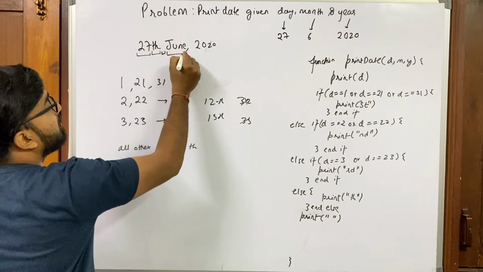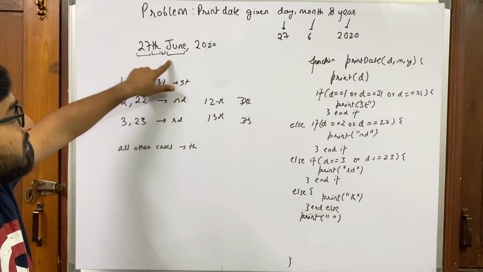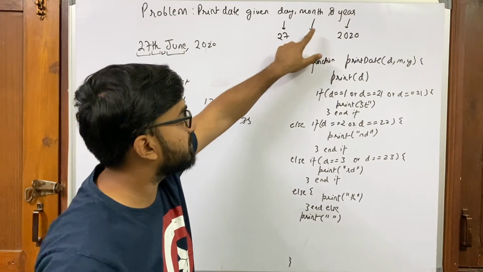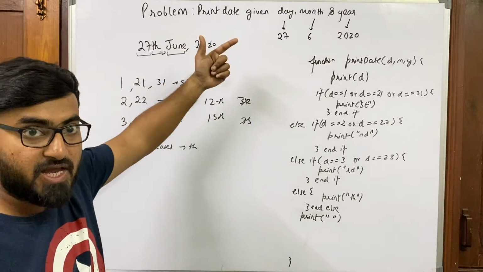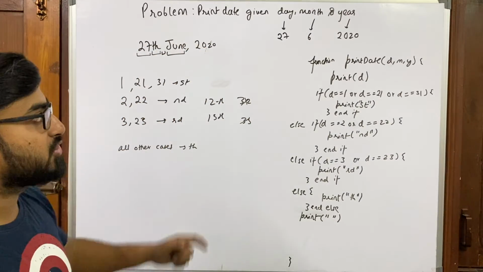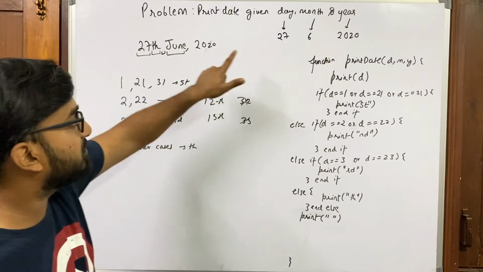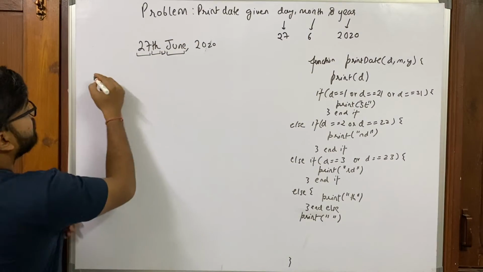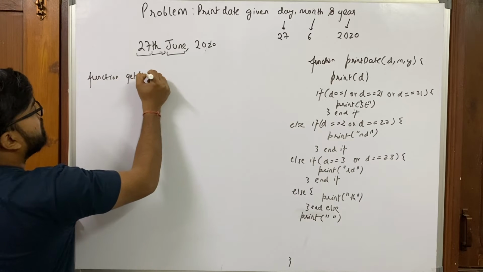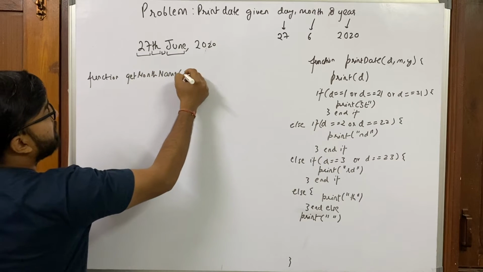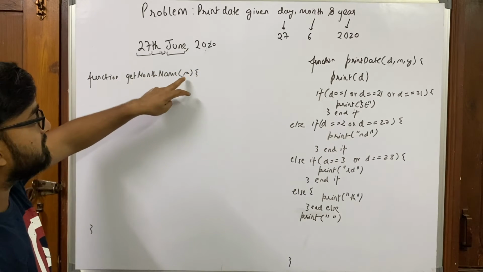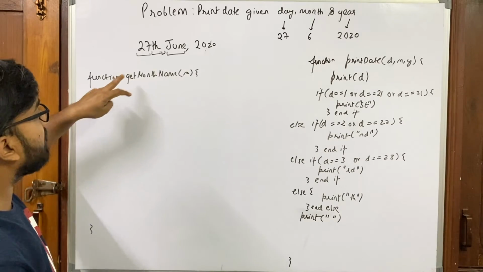Then we need to print this. So this is the name of the month given the month number. So for 6 we have June, for 1 we have January, for 2 we have February, right? So I will write another small helper method that gives me the name of the month for this given month number. So I'll say function get month name, M. It takes the month number and returns the name of the month.